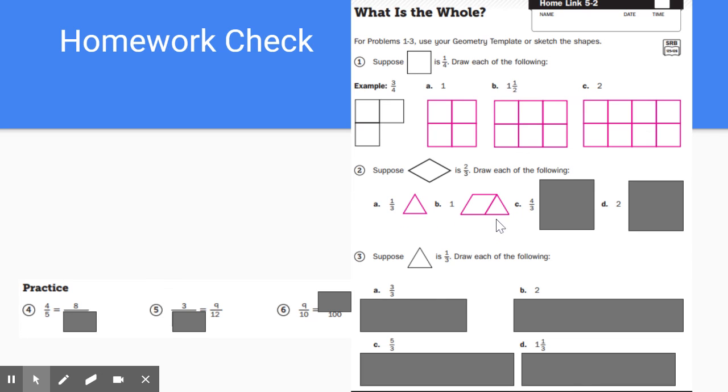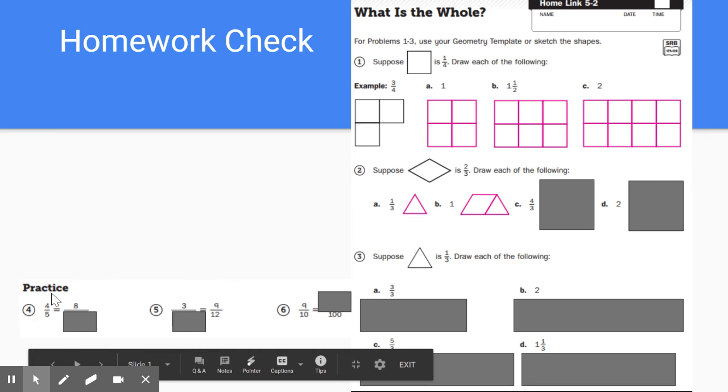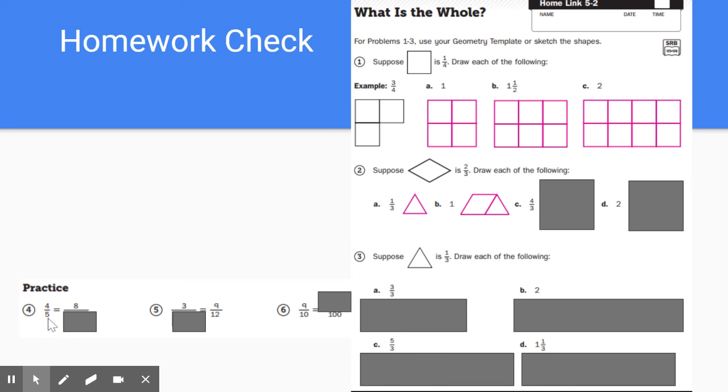All right, so I want you to keep going and completing the rest of these. And then over in your practice, okay, you're finding those equivalent fractions. So 4/5 is equal to how many eighths? Remember, you're going to ask yourself 4 times what is going to give me 8? And then take that same number and multiply it by your denominator.